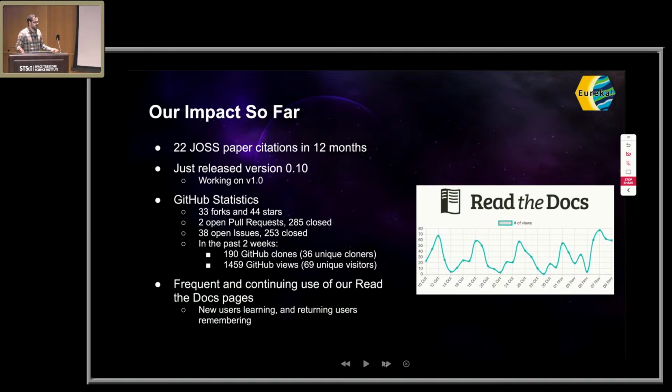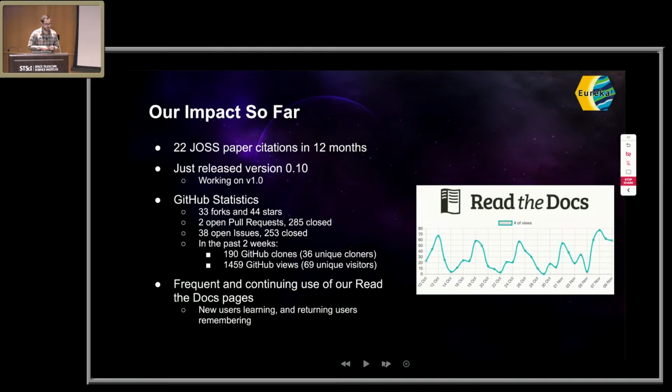So, stepping back, looking at what impact Eureka has had so far. In the past 12 months, we've had 22 papers cite our work. We have just last week released version 0.10, and we're actively, eagerly working on version 1.0. Version 1.0 will primarily seek to not add new features as much as possible, but break backwards compatibility to allow us to better have forward maintenance and basically just solidify what we've done in all of the other stuff, and then future versions will work on adding new features.